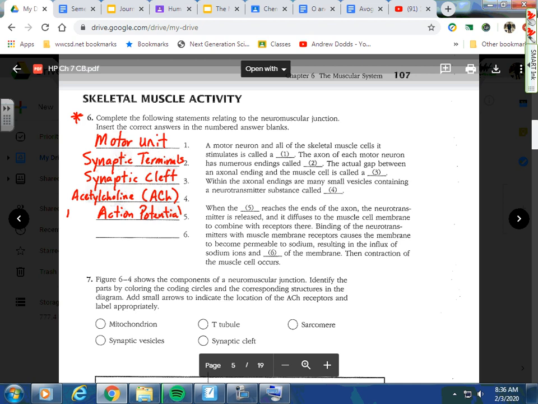Binding of the neurotransmitters with muscle membrane receptors causes the membrane to become permeable to sodium, resulting in the influx of sodium ions. And basically, what happens is we lose the buildup of charge on each side of the membrane. This is called depolarization of the membrane. Then contraction of the muscle cell occurs. So all this stuff that we're doing here is to try to explain muscle contraction, how muscles actually shorten.